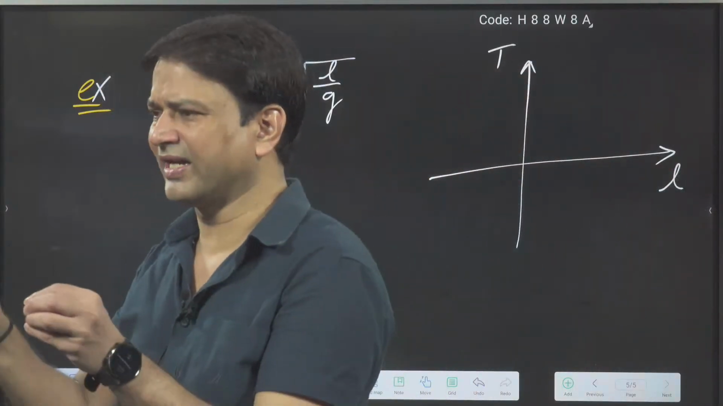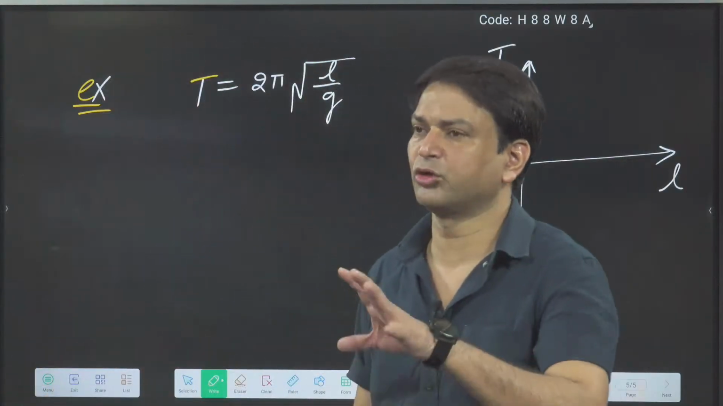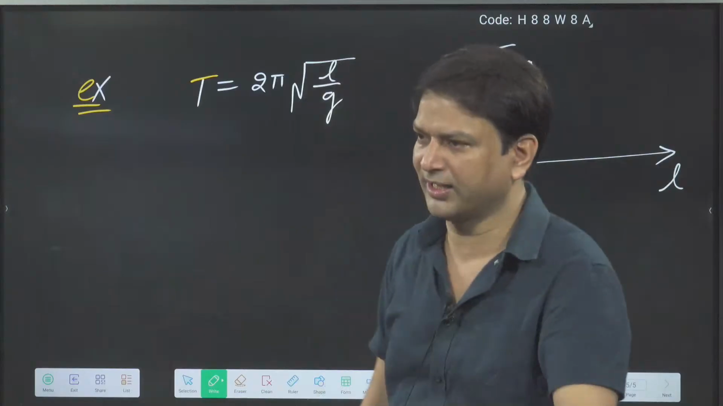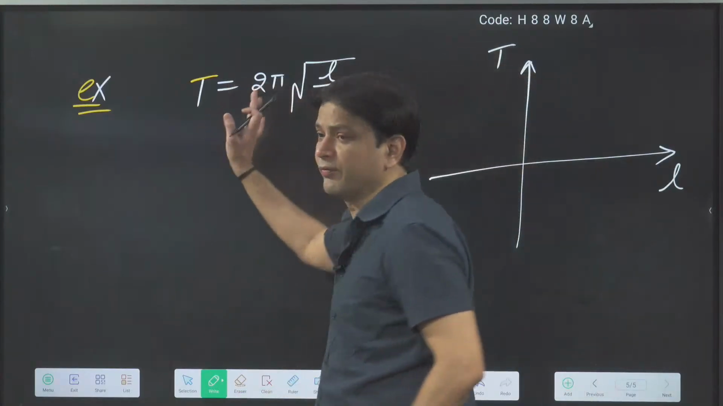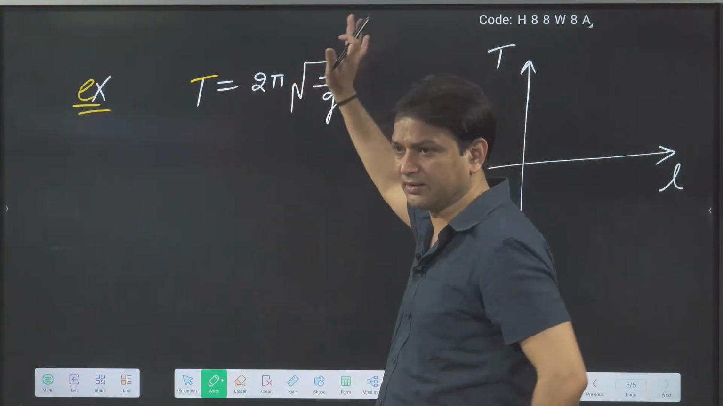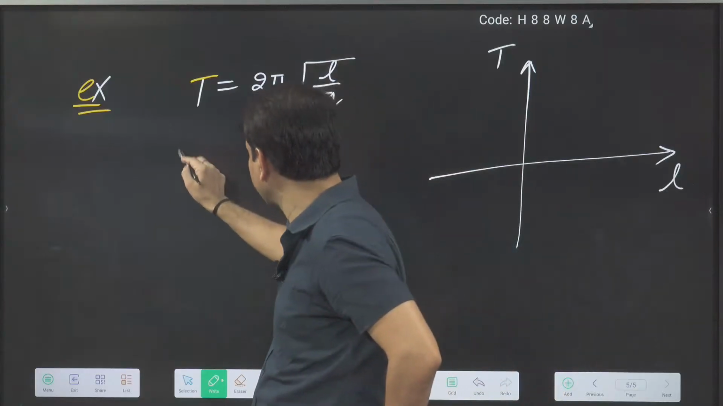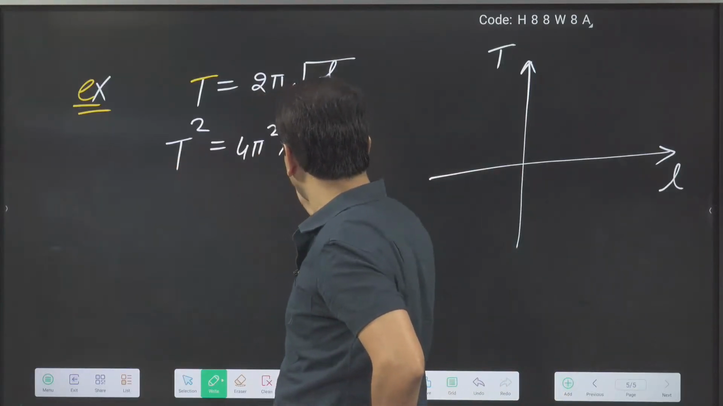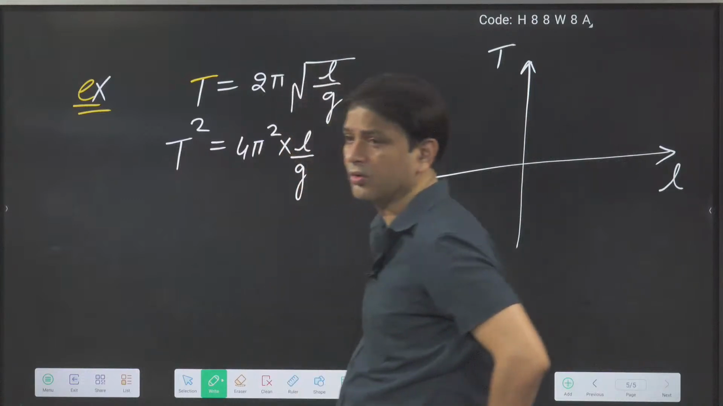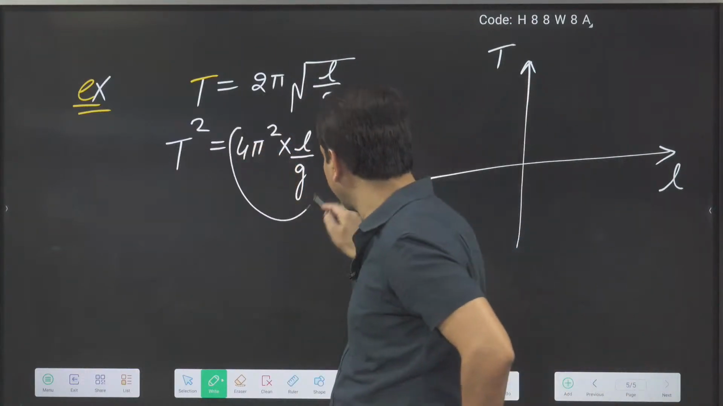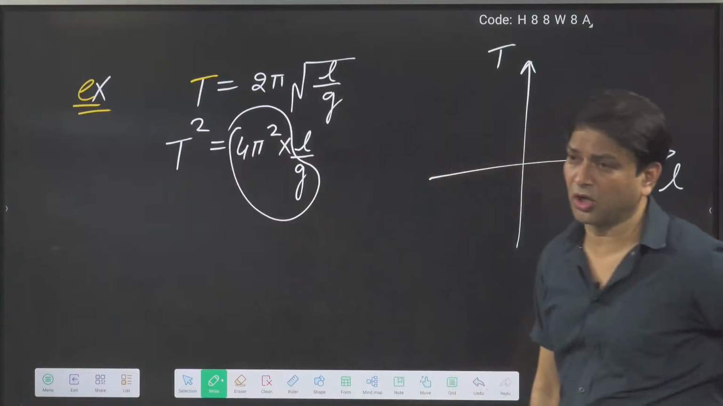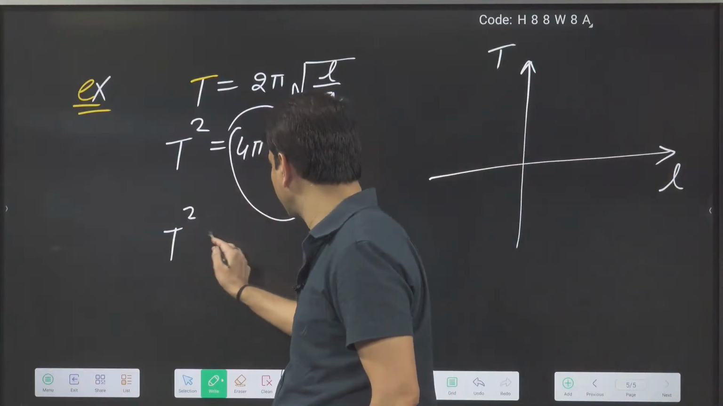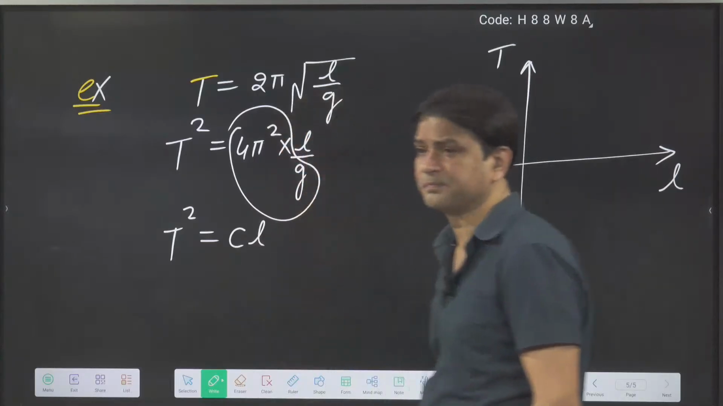But we have not learned any equation in terms of the root. So first, after squaring, we will decide whether the equation is a parabola, ellipse, straight line, whatever. So first we will do the square to remove the square root. If I do the square, then I will get T square is equal to 4 pi square into L by G. This quantity, 4 pi square by G, is what? Constant. So I can take it like a C. Then I got T square is equal to CL.